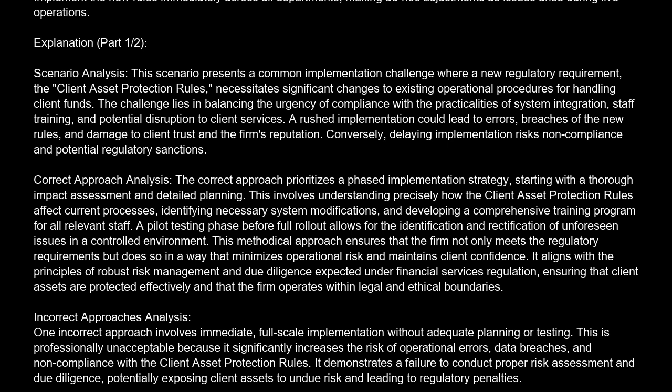Incorrect approaches analysis. One incorrect approach involves immediate, full-scale implementation without adequate planning or testing. This is professionally unacceptable because it significantly increases the risk of operational errors, data breaches, and non-compliance with the client asset protection rules. It demonstrates a failure to conduct proper risk assessment and due diligence, potentially exposing client assets to undue risk and leading to regulatory penalties.